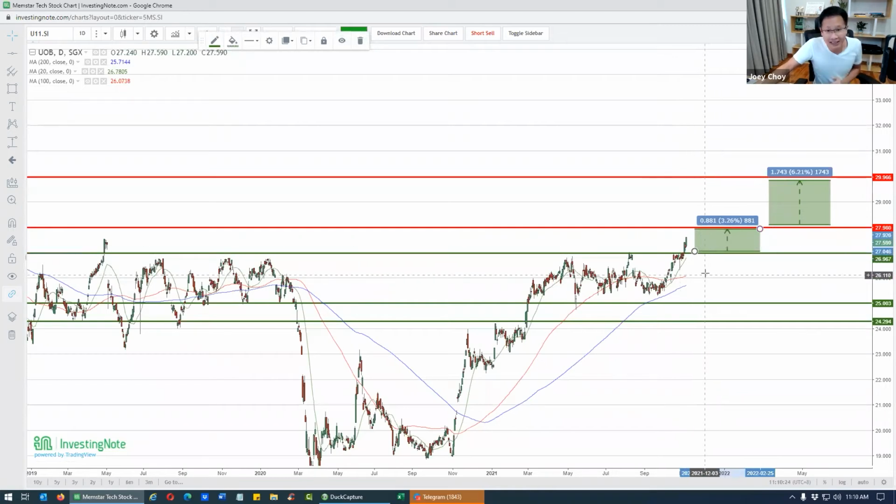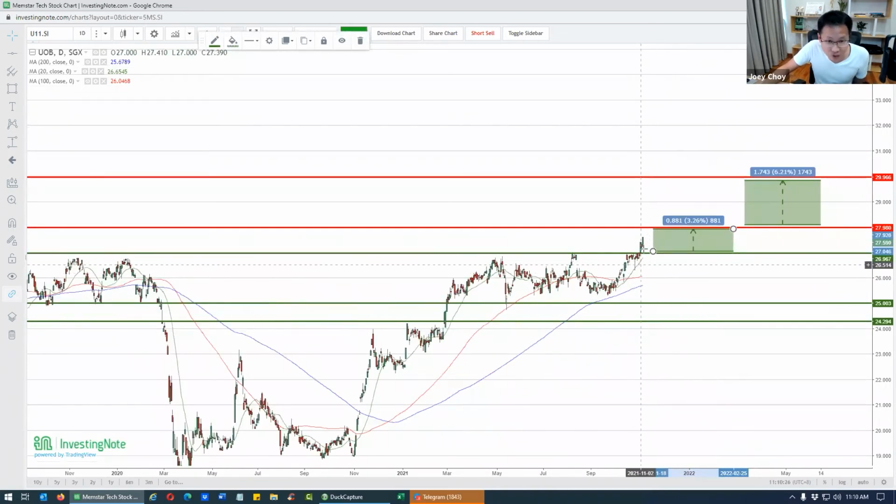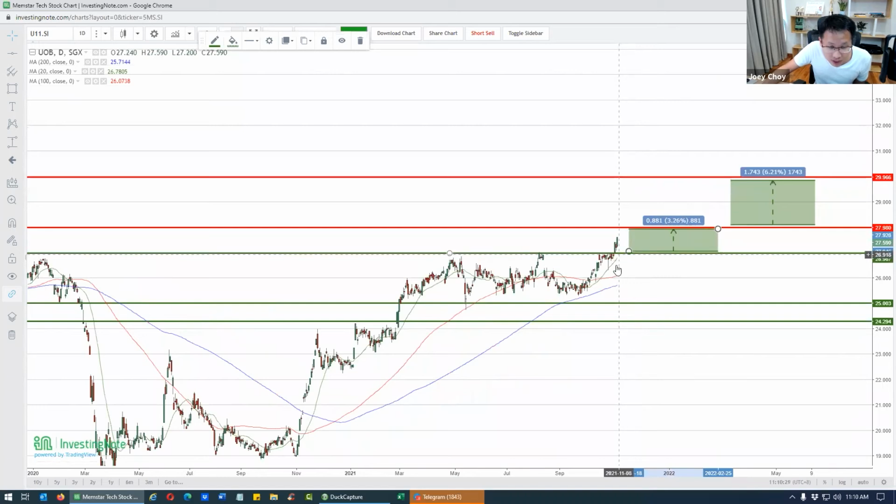You can see over the past 2 days, buyers are starting to come back. You can see the green line is pointing up. There's the short-term 20 days moving average, and that's a good sign of a little bit more upside all the way to 28.